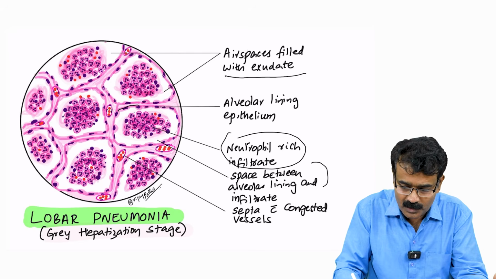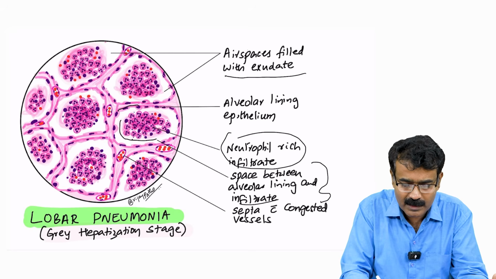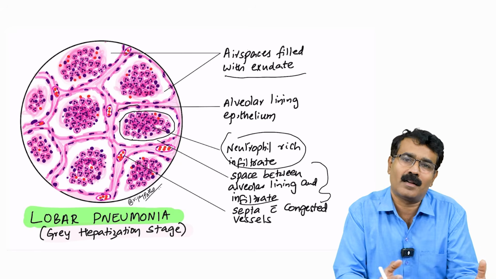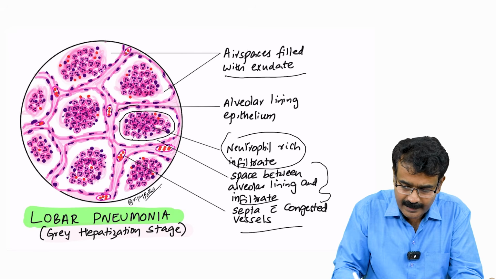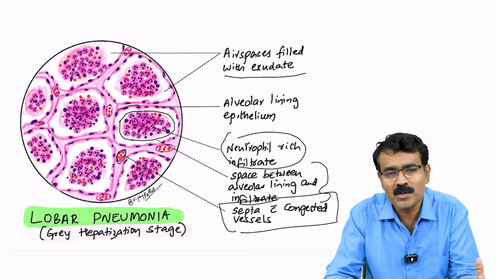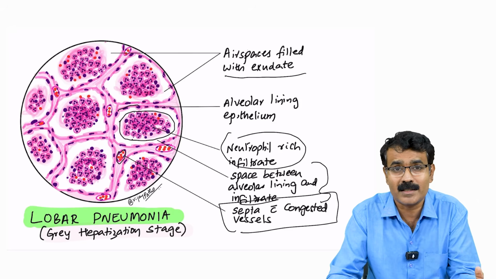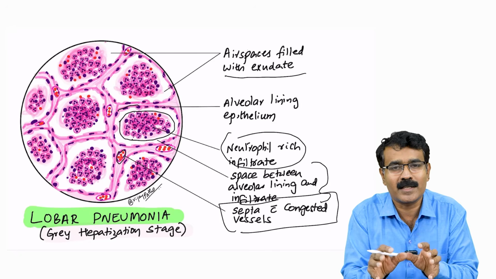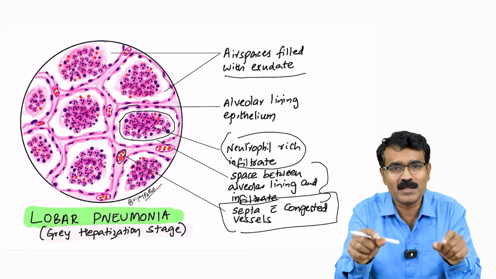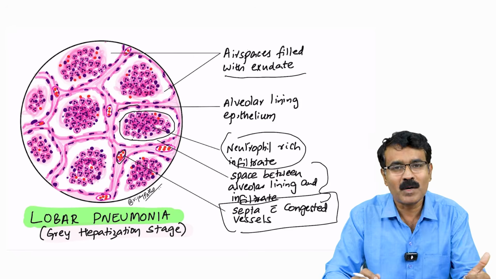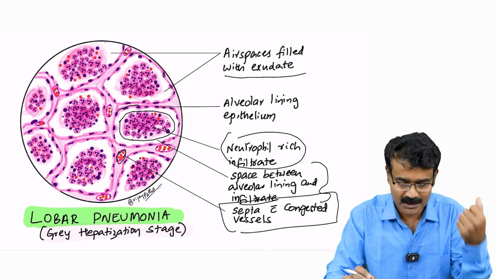Okay, and as I told you, the space between the alveolar lining and the infiltrate, that's very important because you are essentially telling that there is organization of this exudate within the alveolar lumen. So that is very important. And then you can show the septa with few congested blood vessels. So I hope you have understood the concept of drawing the lobar pneumonia illustration, right? So make sure that you draw the alveoli properly and then fill in the neutrophils and histiocytes along with showing space between the alveolar lining and the exudate. So that is the stage of lobar pneumonia, gray hepatization stage.